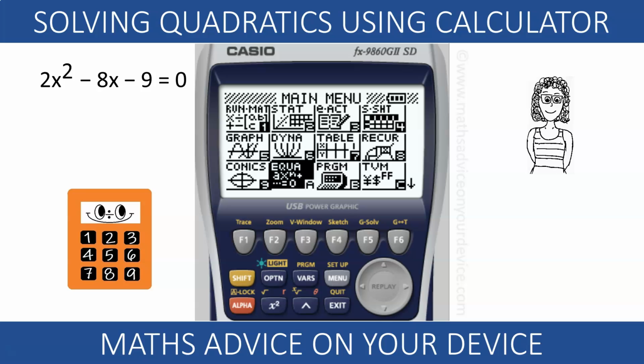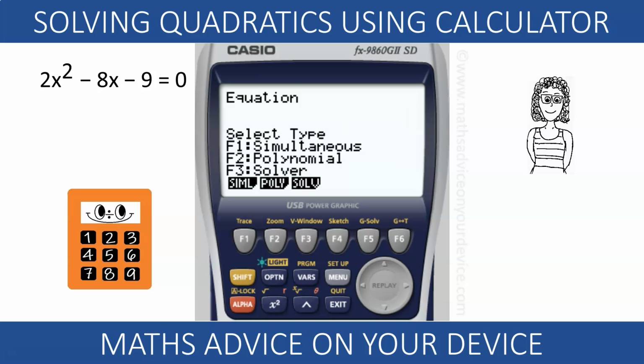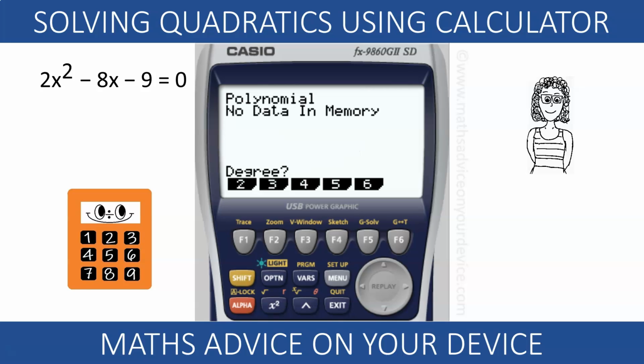Take your graphics calculator and go to Menu Equations. Select F2, Polynomial, and click on F1 to select Degree 2. We are solving a quadratic, after all.